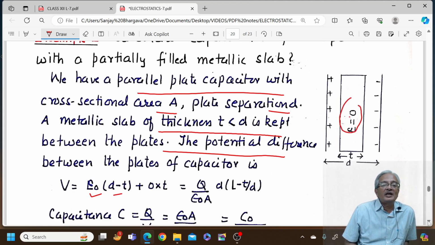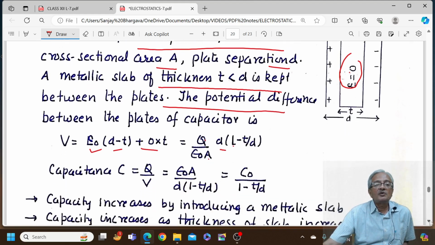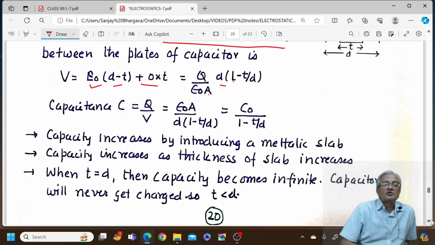So 0 into T. E0 is Q0 upon epsilon 0 A, and D I take it as common, so it is D into 1 minus T upon D. The capacitance C is equal to Q upon V. So I'll get C0 upon 1 minus T upon D.